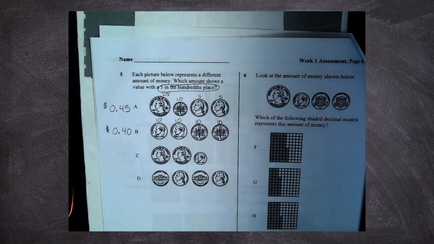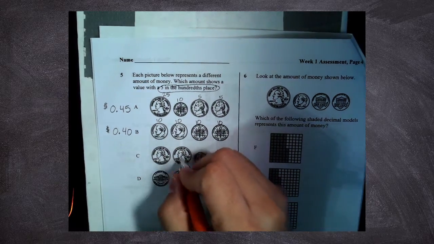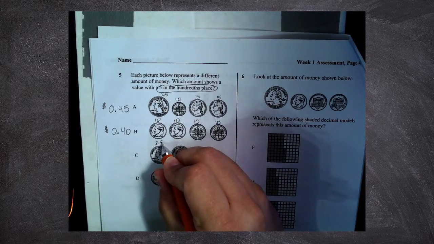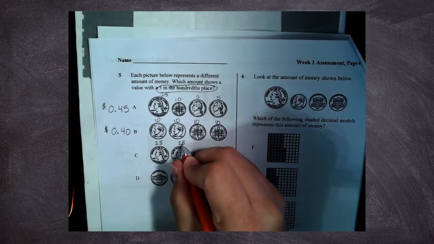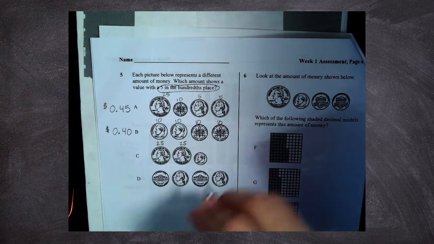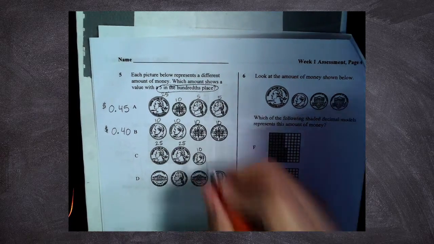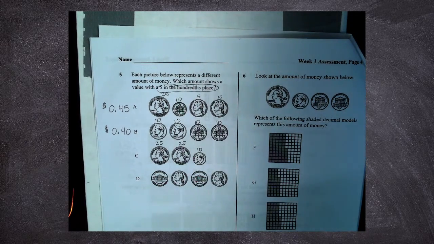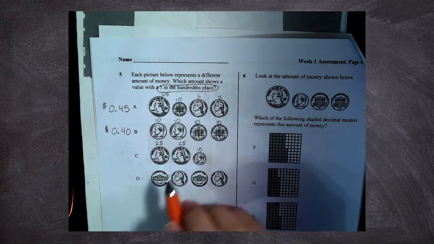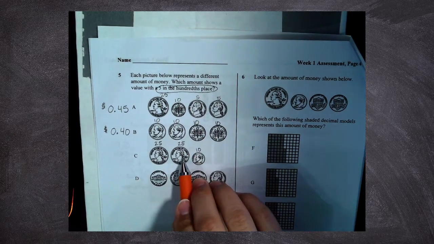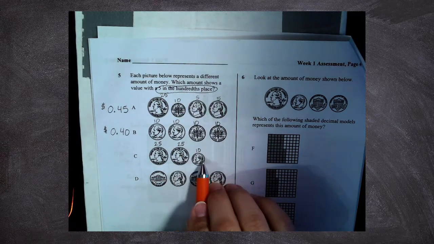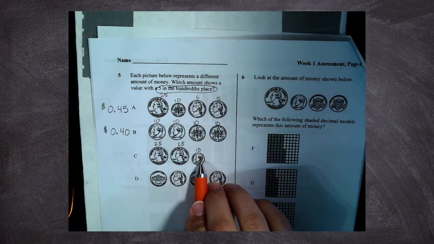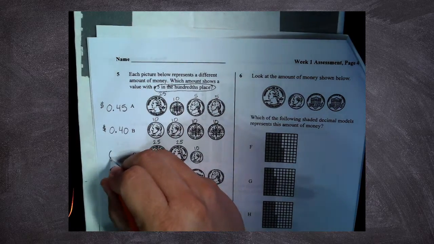I'm going to do the same thing to answer choice C. They start off with 2 quarters, 25 cents, 25 cents, a dime, 10 cents. Count that up. 25, another 25 is 50, plus another 10 is 60. 60 cents.